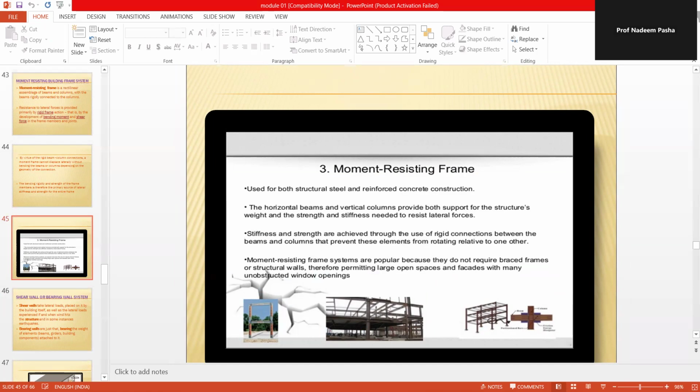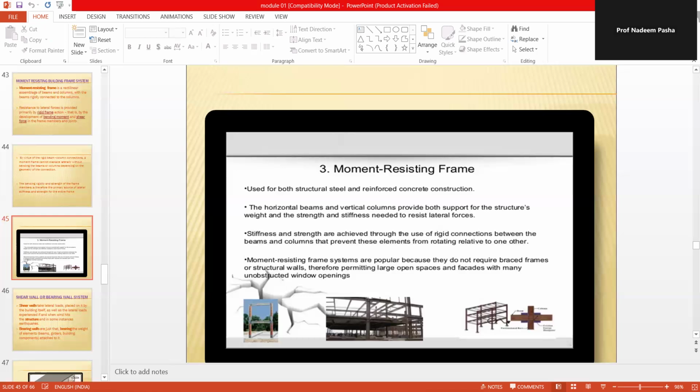During an earthquake, lateral forces are most vulnerable. They will shake the entire structure and the structure will collapse. So what this moment resisting frame is doing, the horizontal beams and vertical columns provide both support for the structure weight and the strength and stiffness needed. So the moment resisting frame is resisting the lateral force effect during an earthquake. The stiffness and strength are achieved through the use of rigid connections between the beams and columns. Once again, the stiffness is provided to this moment resisting frame with the help of rigid beam column joints.